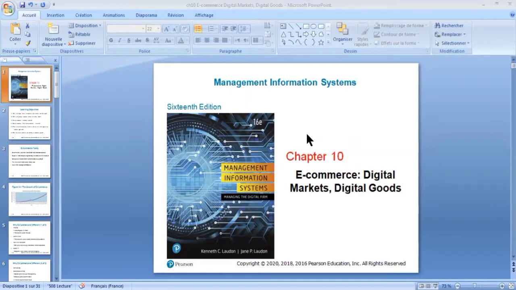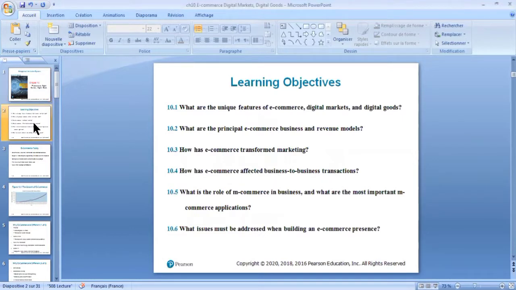So, chapter 10, e-commerce, digital markets, and digital goods. These are the learning objectives for this chapter. We'll try to answer the following questions. What are the unique features of e-commerce, digital markets, and digital goods?